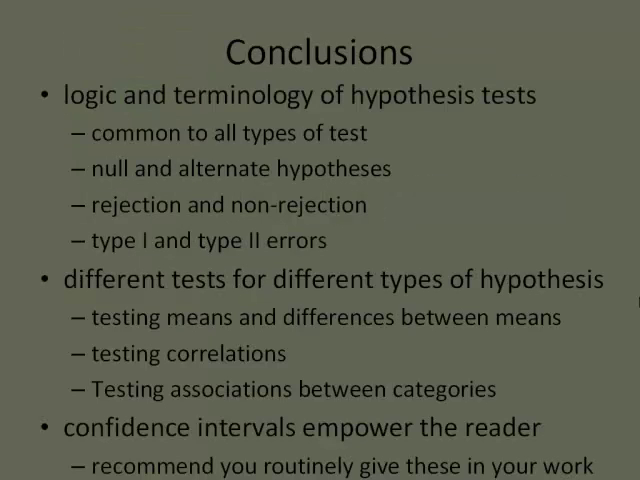So, conclusions. The logic and terminology of all hypothesis tests are the same or common. You have null and alternate hypothesis, reject, non-reject, type 1 and type 2 errors. There are different kinds of tests for different kinds of things. There's testing means and differences between means: one sample t-test, two sample t-tests, correlations, chi-squared tests. And confidence intervals almost let the reader do their own tests.